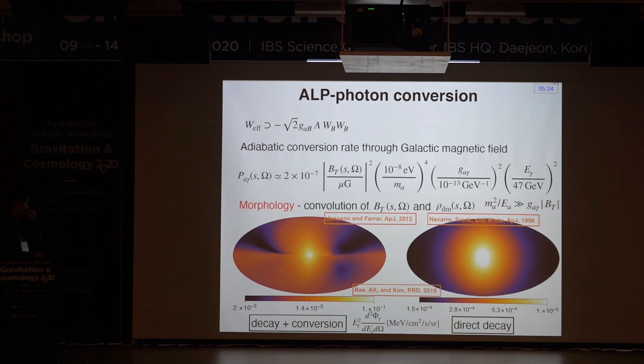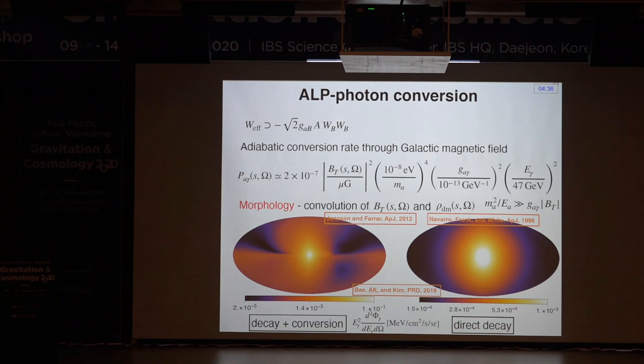I mean that the morphology is different from the purely dark matter decaying into photon case, and this ALP converted to photon. This is because for the purely dark matter decaying into photon case, the morphology, I mean how the signal looks over the sky, is only determined by the dark matter density profile. So it's concentrated in the central region, the galactic center, and the flux gets lower and lower as you go to the outer region. But in this axion-like particle case, the morphology is a convolution of the galactic magnetic field and the dark matter distribution.